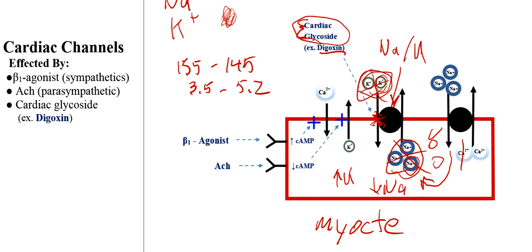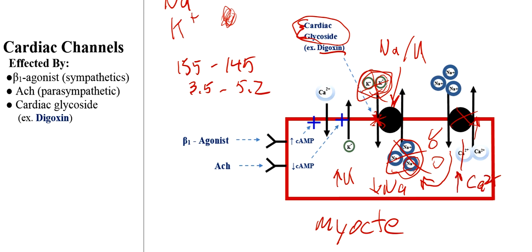And so these 3 sodium that want to come in are going to have a harder time coming in, which means that this calcium that's going to go out is going to have a harder time going out. So you're going to be effectively shutting down that exchanger also. And so what's going to happen is inside the cell, you're going to have an increase in calcium.